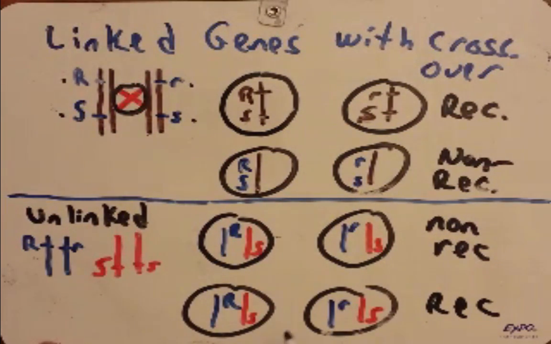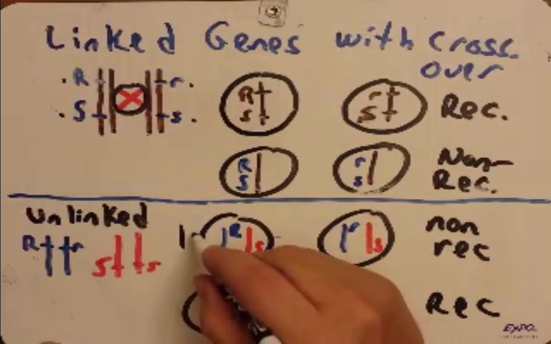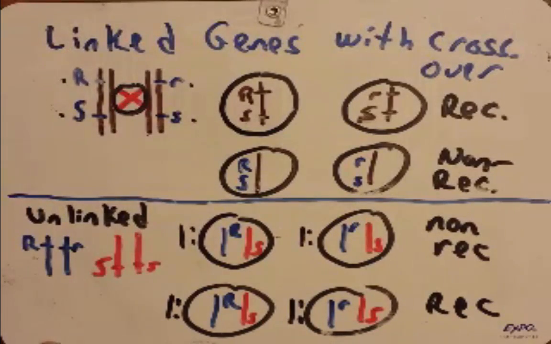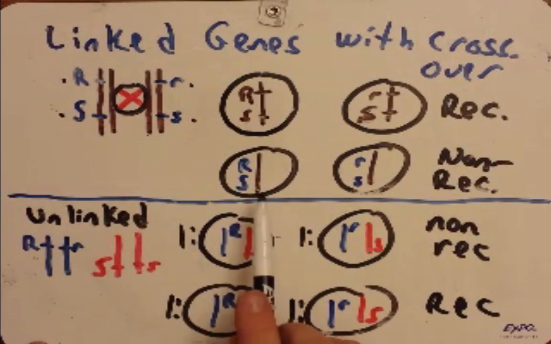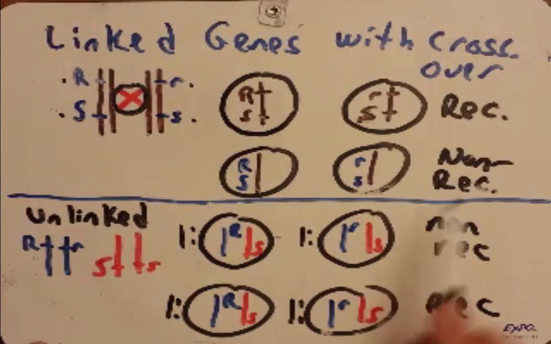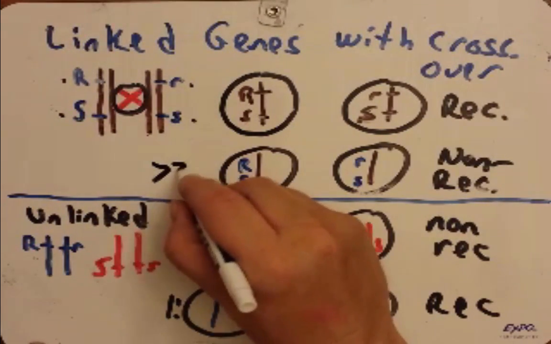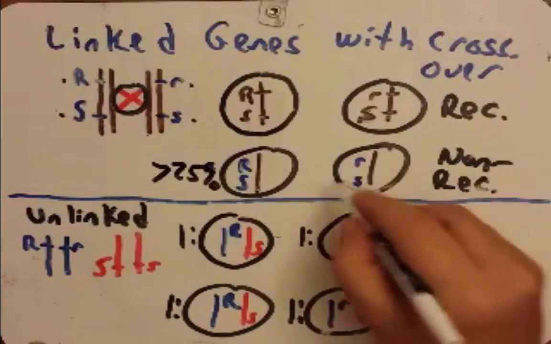This down here, as I said before, will always be a situation where we have 1, 2, 1, 2, 1, 2, 1. If independent assortment is working, we should get 25% of each of these. Up here, because crossing over doesn't always occur, in fact it usually doesn't occur, more of our gametes that are being produced are going to be non-recombinant.